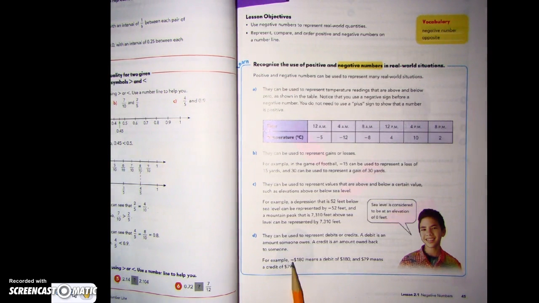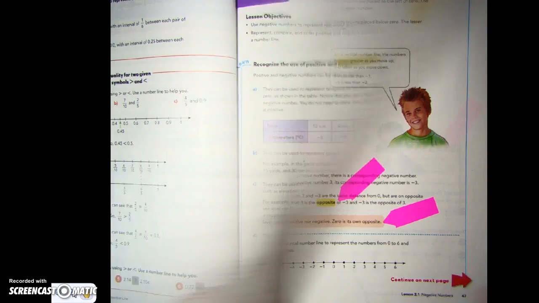For example, negative 180 means a debt of 180. And 79 means a credit of 79. So they're using like a credit at the bank. If you get a credit, it means you put in that money. So that would be positive, which is the opposite of the example I was talking about. And a debit means you used your debit card and took out 180. So hopefully that makes sense to you.